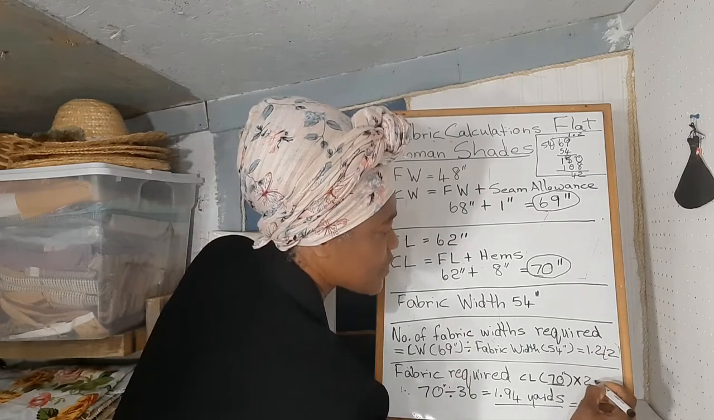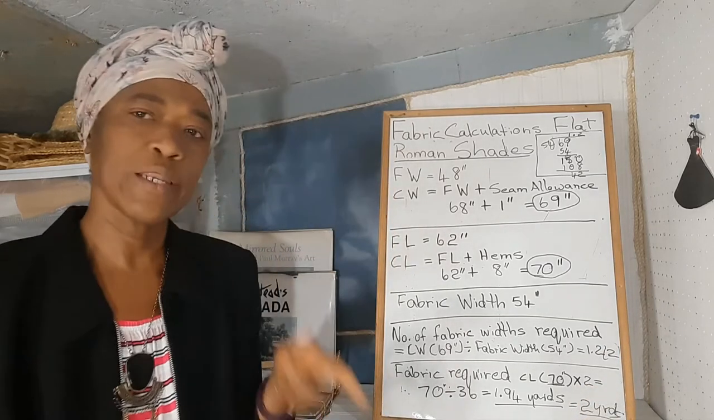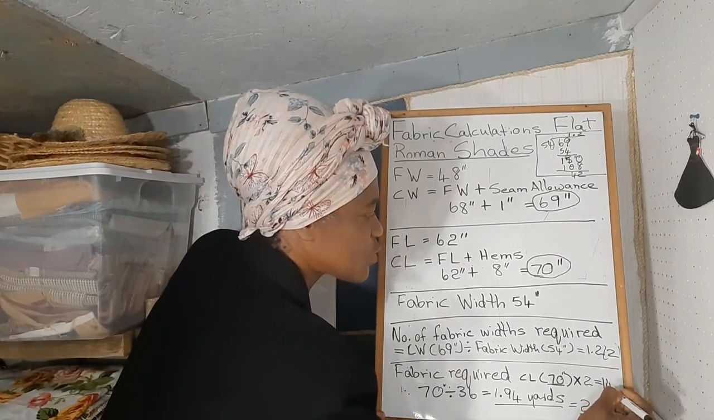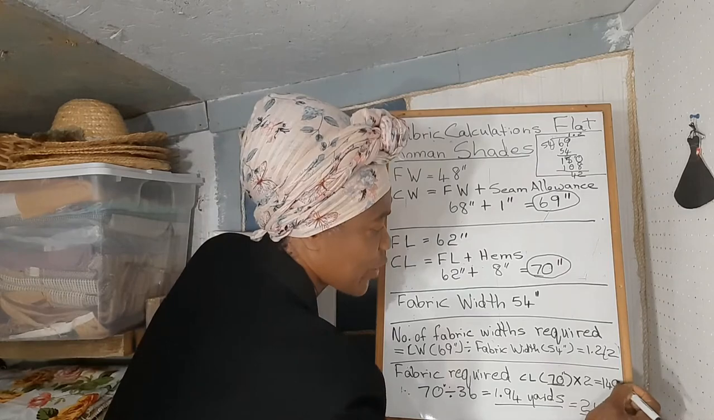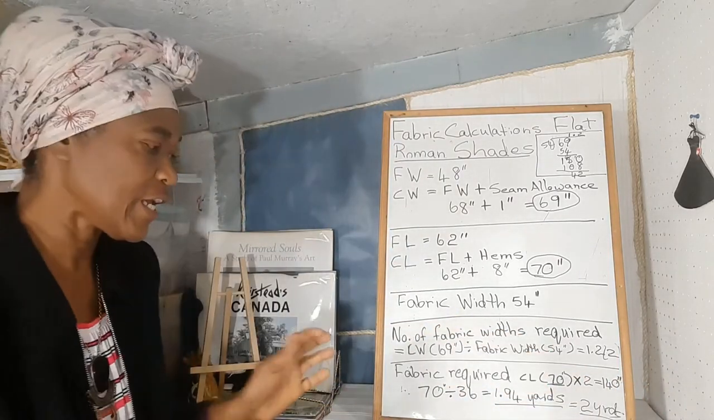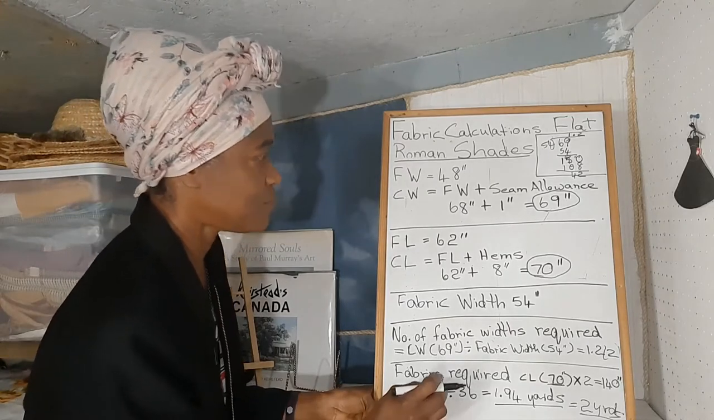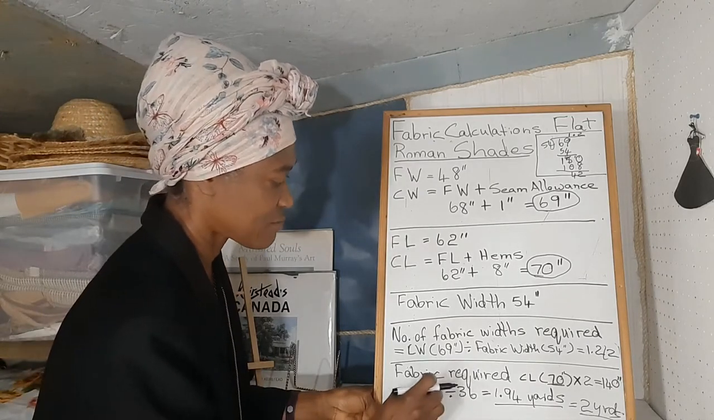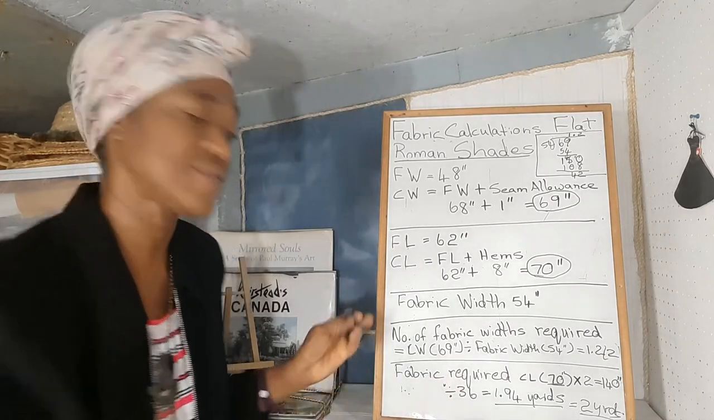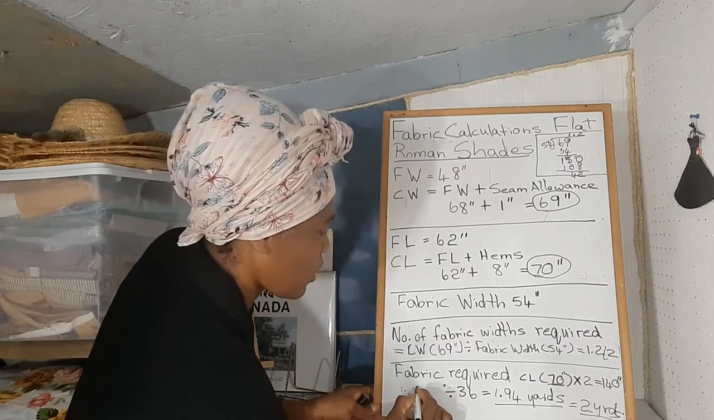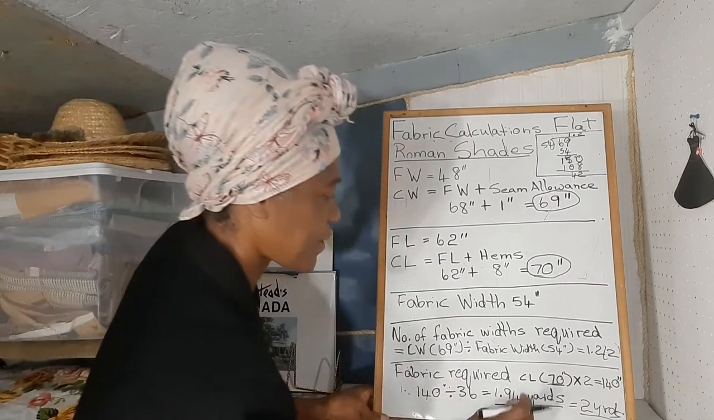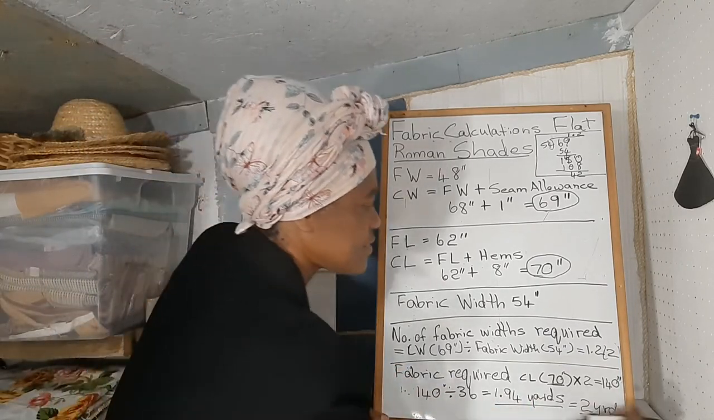So we multiply our 70 inches by 2 and we get 140. So we have 100, 2 sevens, 14, 140 inches. So we need 140 inches of fabric, but fabric's not sold in inches. So we go ahead and take that 140 and we divide that by 36.